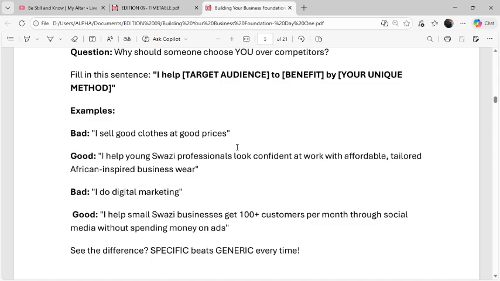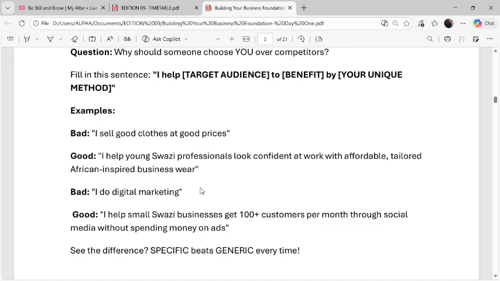Now let's look at this. If you fill in this sentence: I help (you put your target audience) to (you put the benefit) by (you put your unique method). For instance, let's look at this example. I sell good clothes at good prices. Oh, okay. So what? But if someone is going to say, I help young Swazi professionals look confident at work with affordable, tailored, African-inspired business wear.